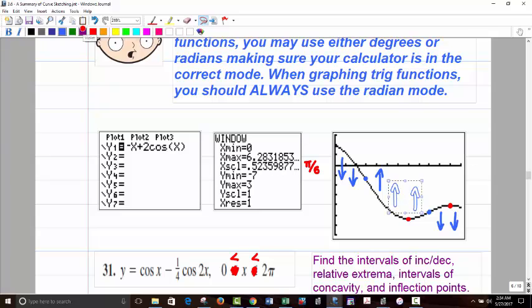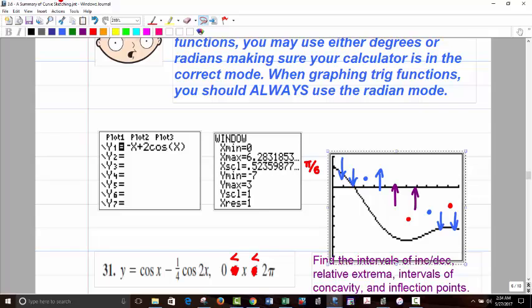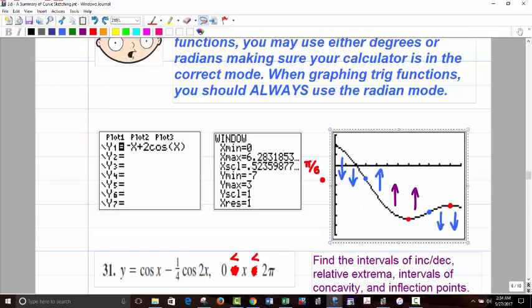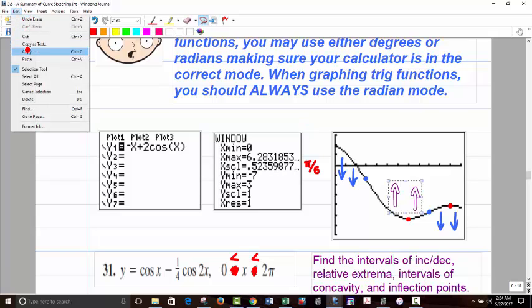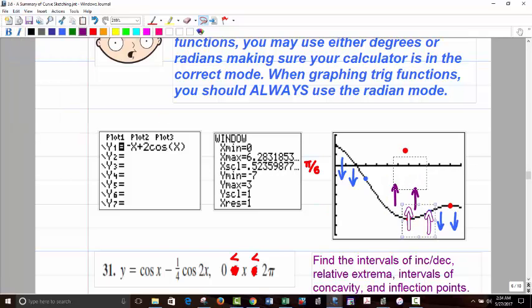I'm going to make that a different color. Represent the, let's see. All right. And let's see, so you see it goes down, up, down, concavity. And that looks good. And we look at our mins and maxes and see how that looks.